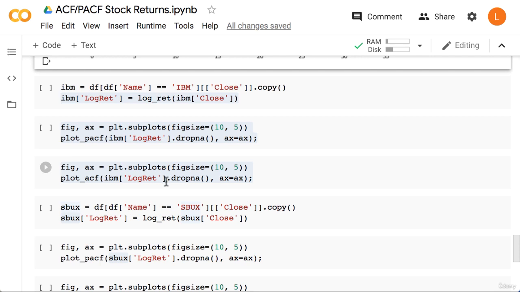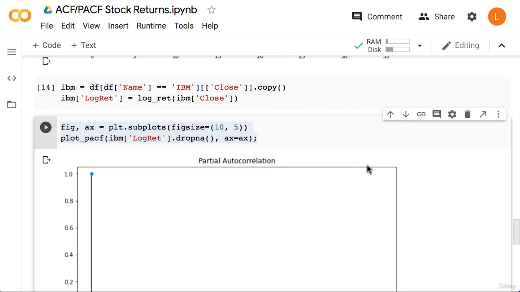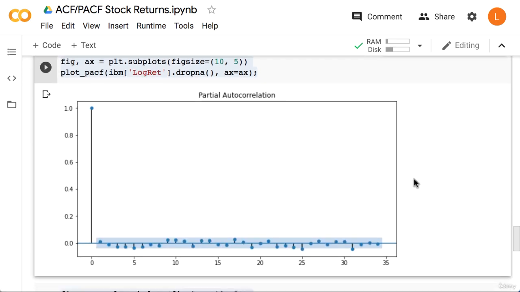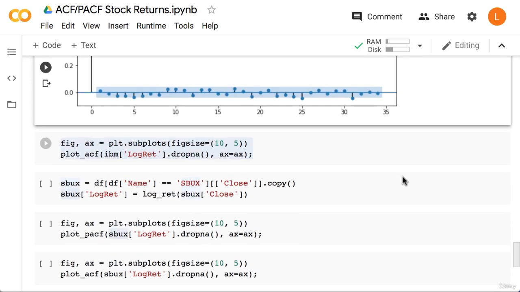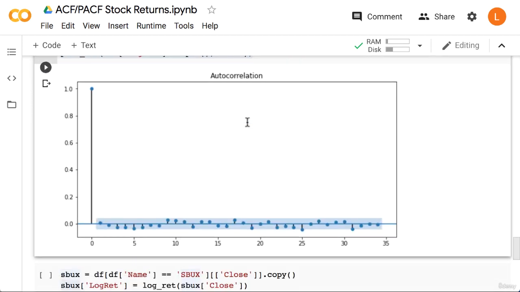Okay, let's try again. This time we'll do IBM. Alright, so here's the PACF. And again, we see the same pattern. We choose P equals 0. How about the ACF? Again, the same pattern. We choose Q equals 0.